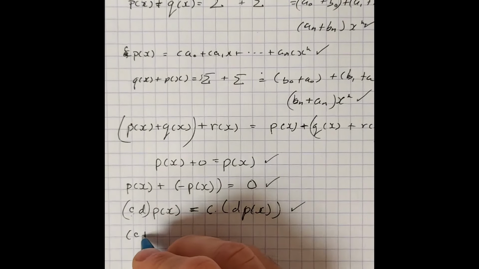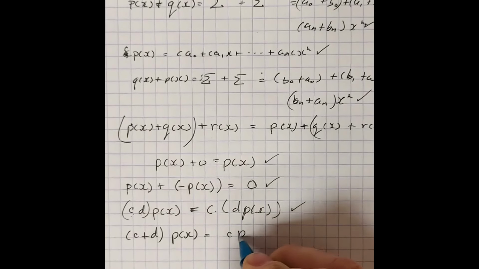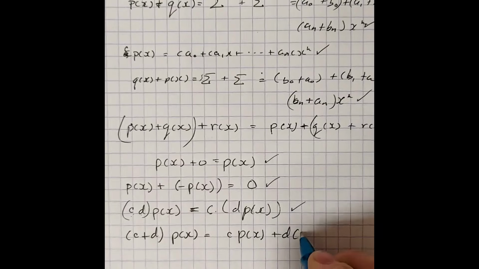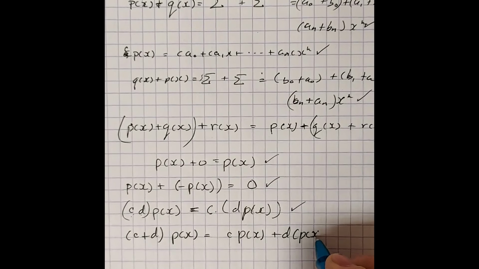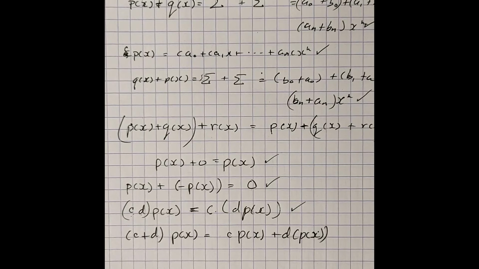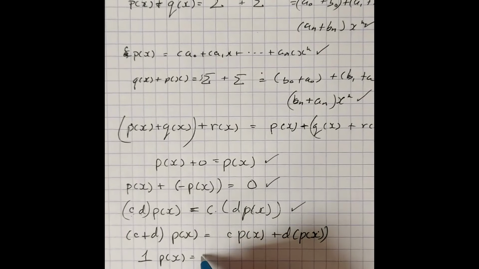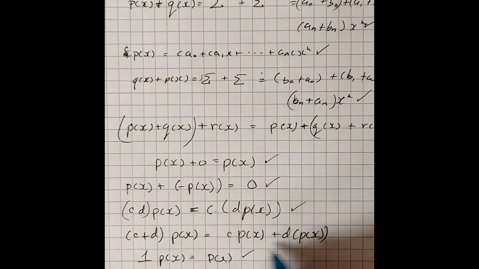Likewise, if we add two constants and multiply by p of x, that's the same thing as c times p of x plus d times p of x, meaning that the polynomial distributes over the sum of two numbers as well. And the multiplicative identity of 1 times p of x does in fact return the exact polynomial. So again, inherited from before, it does in fact have that same connection.